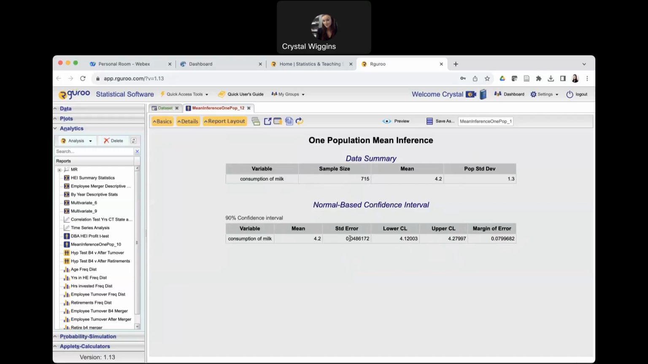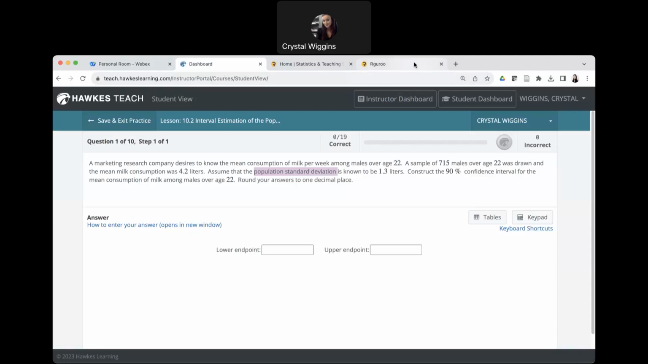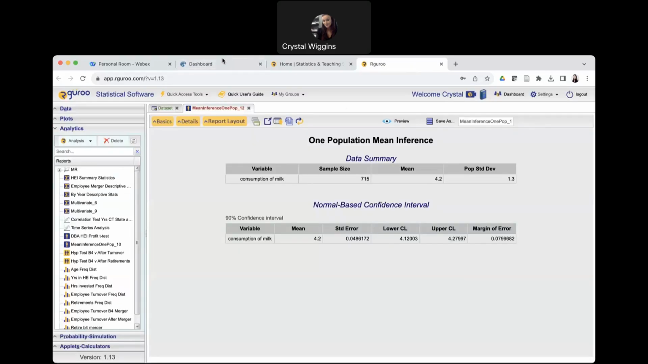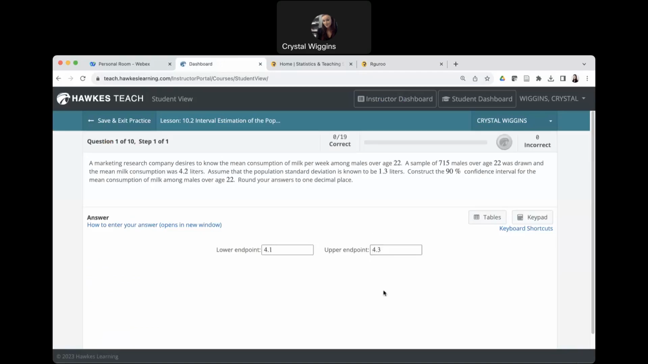I'm going to show you how to use the probability calculator to find those critical values because that is going to be calculated prior to any rounding and it will always be more accurate. But to finish up this problem, let's see, they wanted 1 decimal place. So I'm going to be 4.1 as my lower limit. And my upper limit is going to be 4.3 when I round 1 decimal place. And essentially what I've just found is that I can be 90% confident that the population average consumption of milk per week for males over the age of 22 will fall somewhere between 4.1 liters and 4.3 liters.